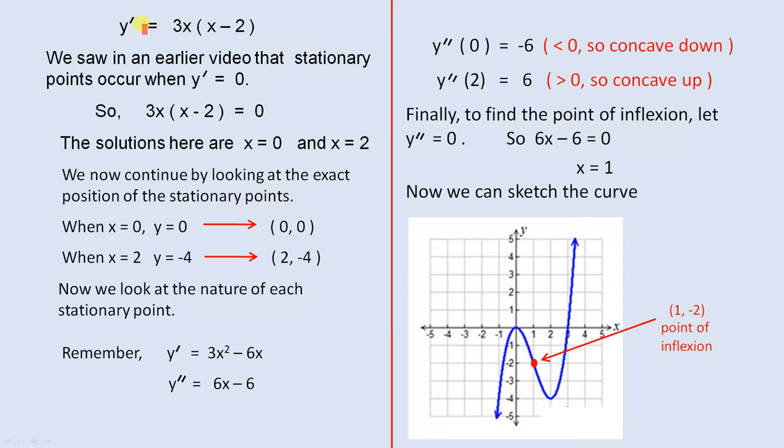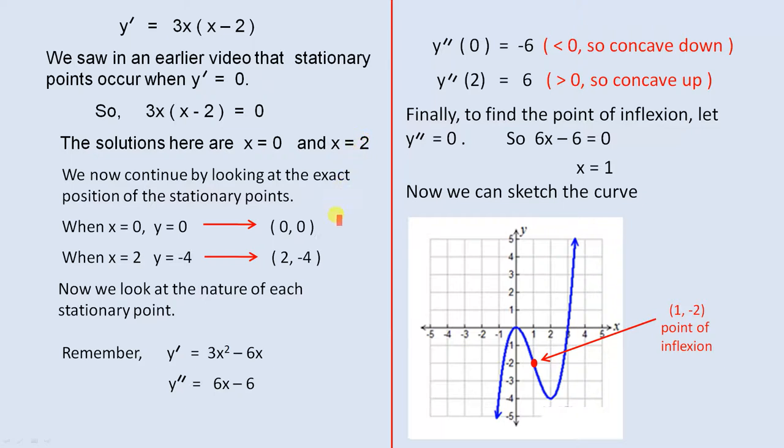Now, here is the first derivative again factorised. We saw in an earlier video that stationary points occur when the first derivative is equal to 0. So if we let this first derivative equal to 0, that means we can have x equals 0 as a possibility and x equals 2 as a possibility. We now continue by looking at the exact position of the stationary points. These are just the x-coordinates of the stationary points.